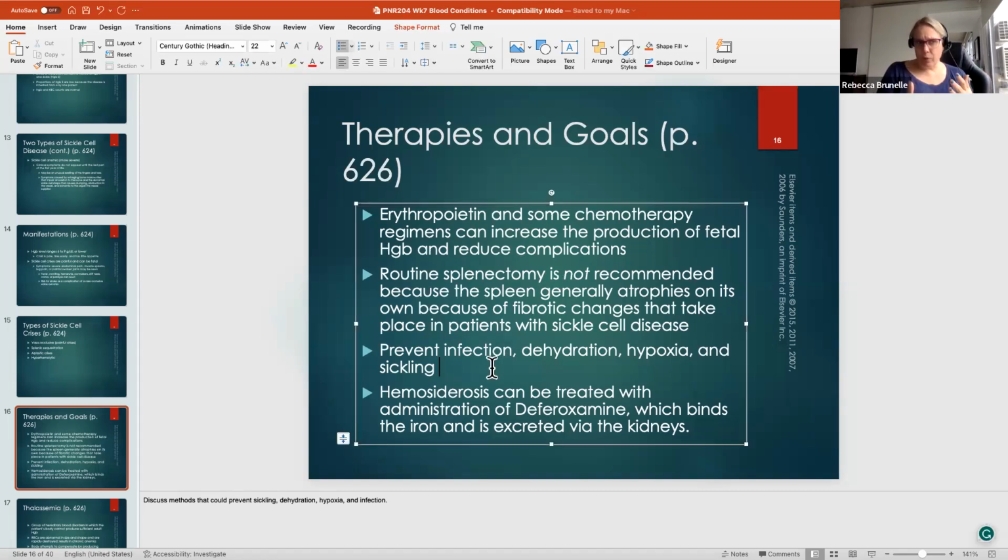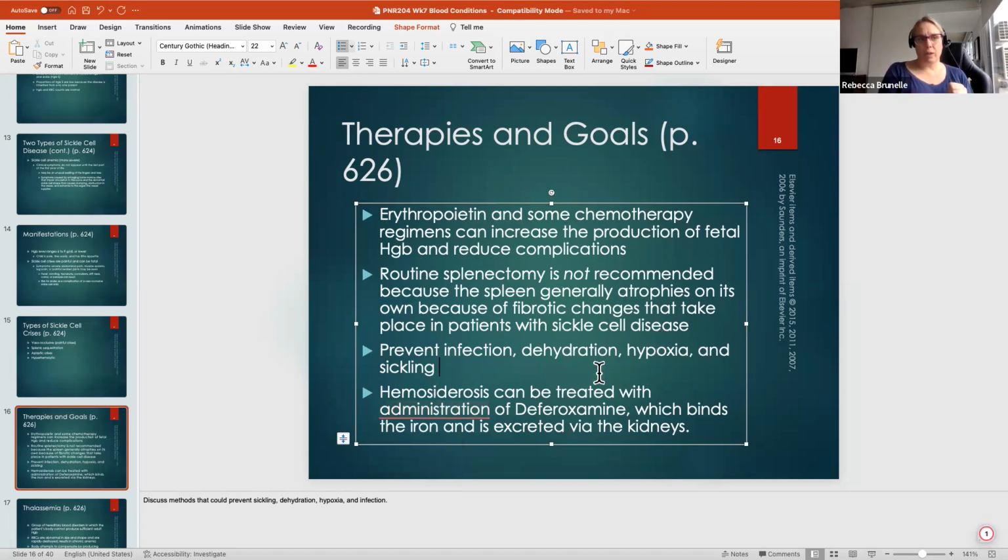Because the spleen is really important for fighting infection, you have to be a little bit more careful. They're at risk for infection and getting sick because of that problem with their spleen. And also dehydration: if they ever get sick, they almost always need to be on IV fluid. They're just at higher risk for forming clots. So you need to make sure their blood is staying thin, keeping them adequately hydrated, and watching for low oxygen because of their problems with their hemoglobin, and the sickling is that clumping of their cells.